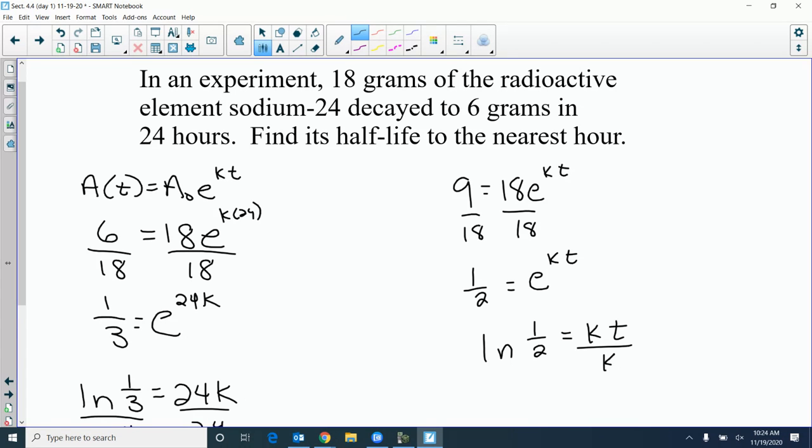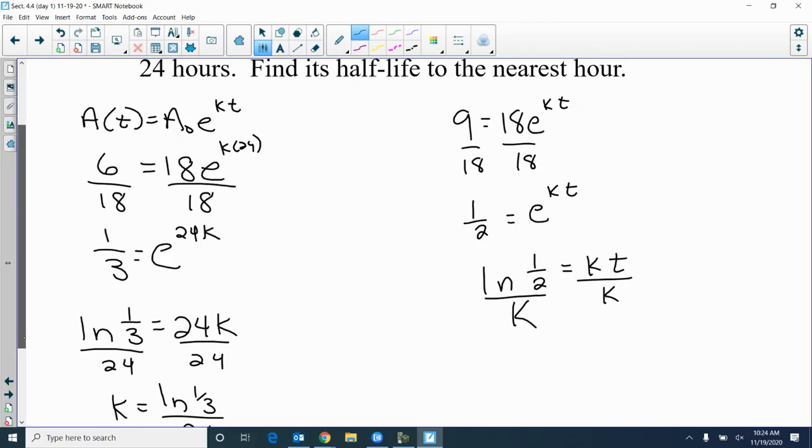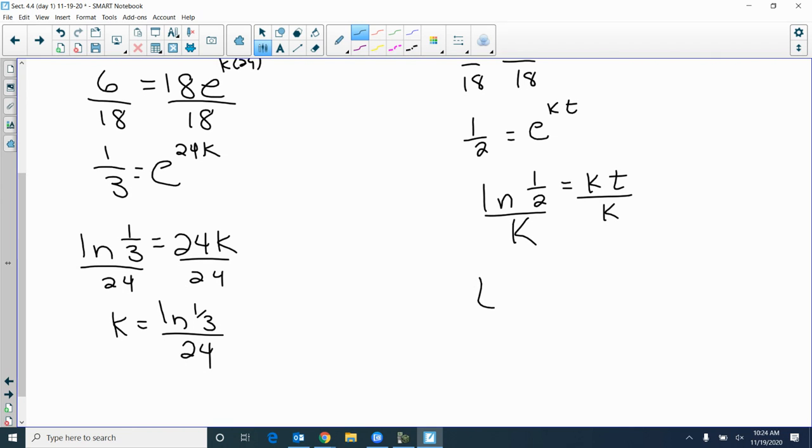Divide by K. And then this is where I'm going to plug in that K value. So T equals the natural log of 1/2 over K, which is the natural log of 1/3 divided by 24. All right, just be careful. Plug that into your calculator, see what you get.